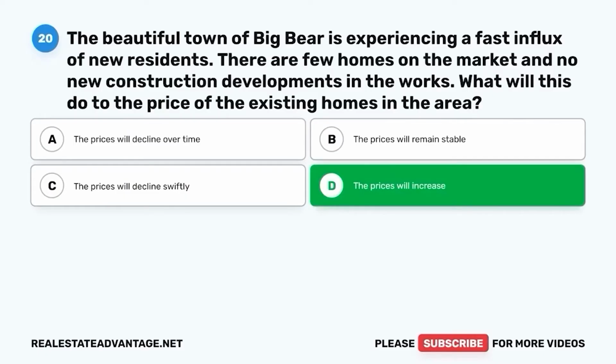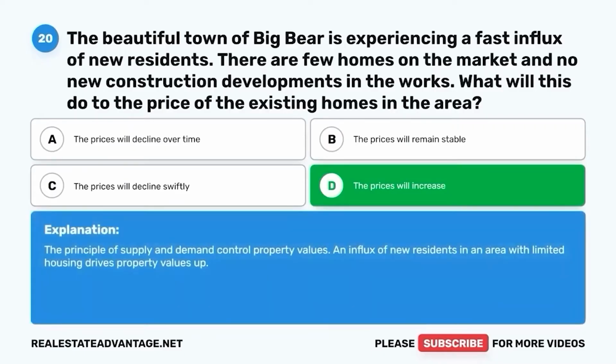The prices will increase. The principle of supply and demand controls property values. An influx of new residents in an area with limited housing drives property values up.